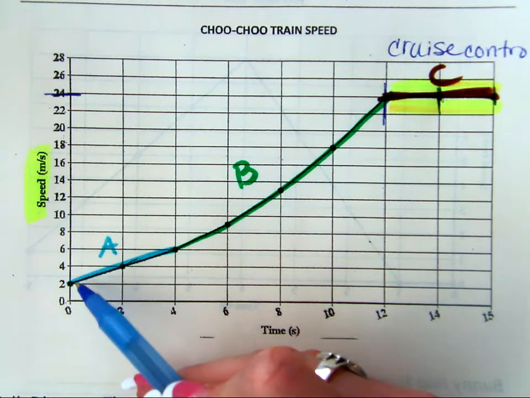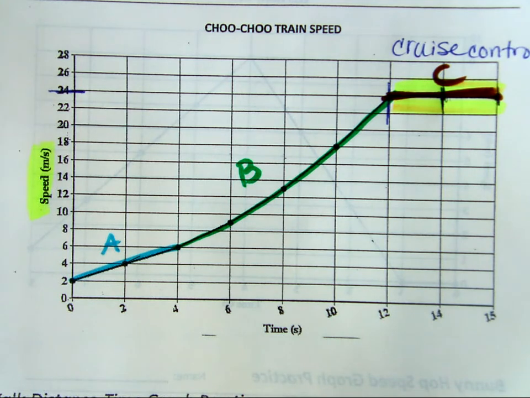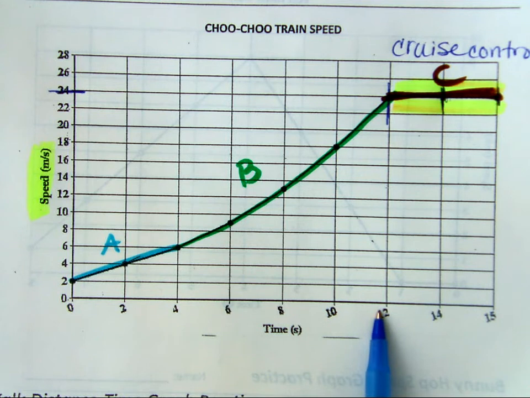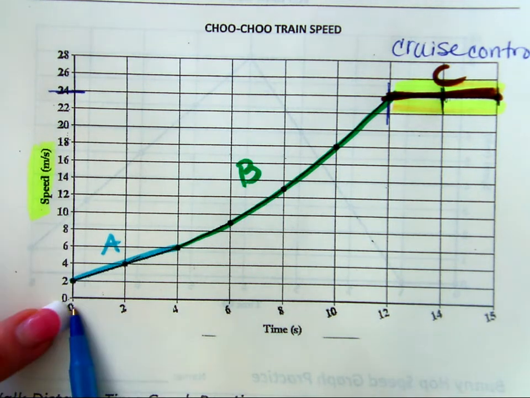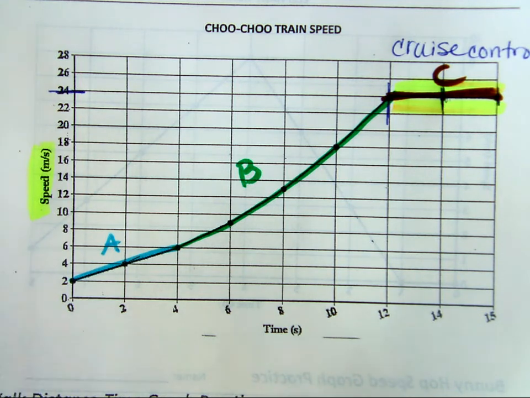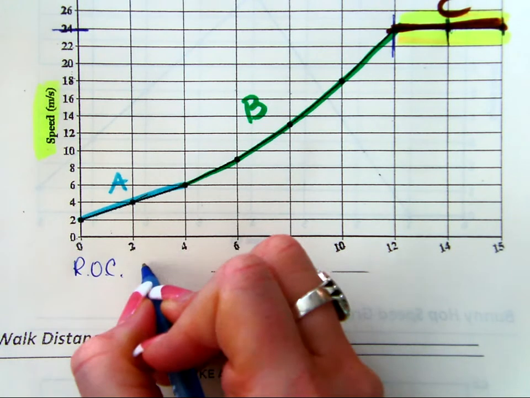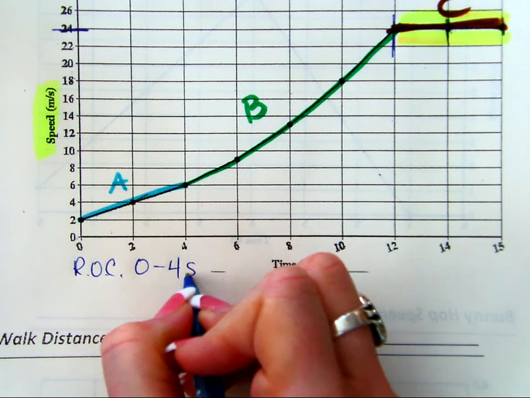The train is speeding up. I might say, how long does it take them to speed up and reach the speed that they want? How long does it take them to get to that speed? 12 seconds, right? I might say, what's happening from 0 to 12 seconds? You would say the train is gaining speed, right? Got it? Okay? Now, I may say, what is the rate of change from 0 to 4 seconds? And you need to be able to give that to me.